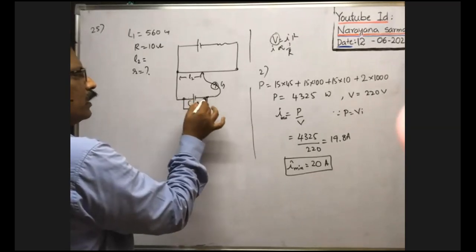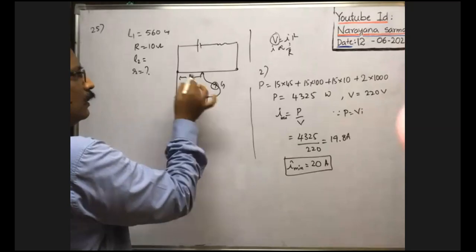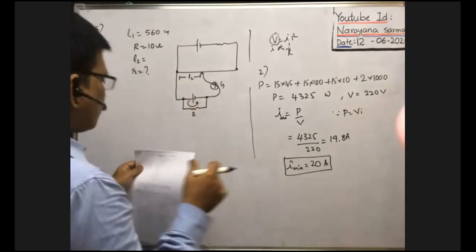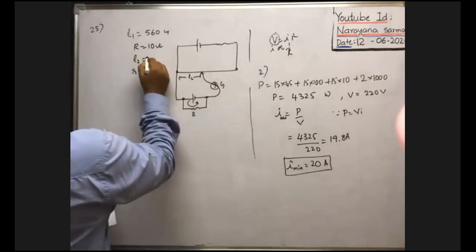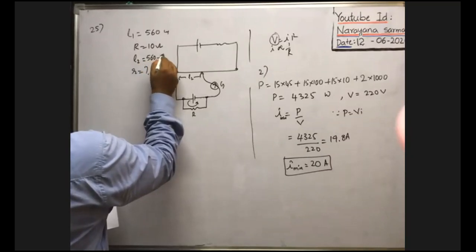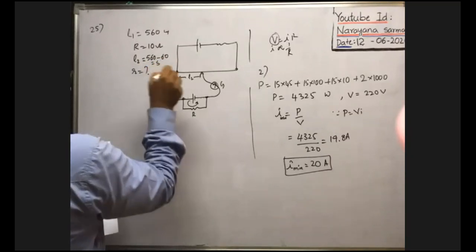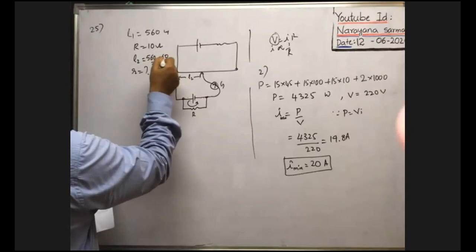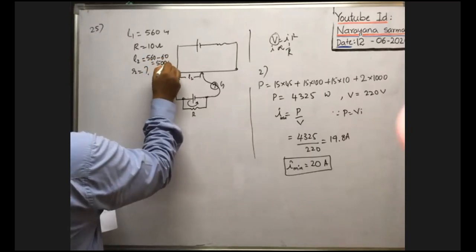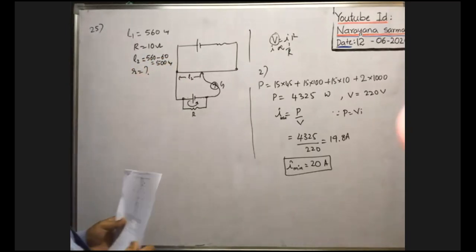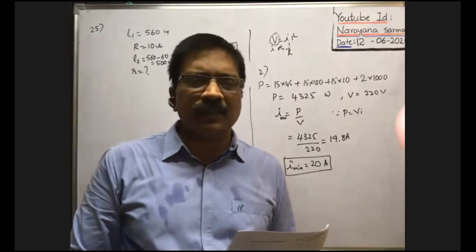Whenever the terminal voltage is less, balance length is also less. So the balance length changes by 60 centimeters, as given. That's why the balance length becomes 560 minus 60. That's why actually it decreases, no? That's why it decreases by 60. So 500 centimeters is the balance length. Then what is the internal resistance? Smaller r. What is the formula for internal resistance in this case?